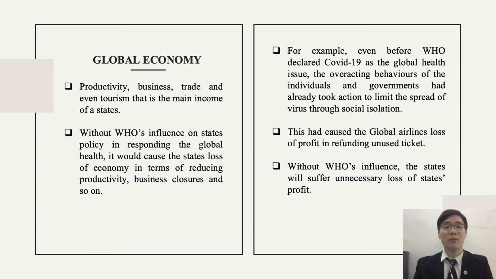For example, even before COVID-19 was declared by WHO as a global health issue, the overreacting of individuals and governments had already led to action to limit the spread of disease through social isolation. This caused global airlines a loss of profit in refunding unused tickets. Therefore, this is how important it is for WHO to influence state policy in enacting their policy for the economy. Without WHO influence, the state will suffer unnecessary loss of profits. That's all from me. Now I shall pass the floor to the next presenter.